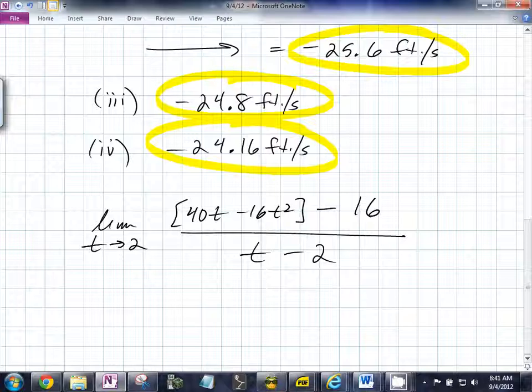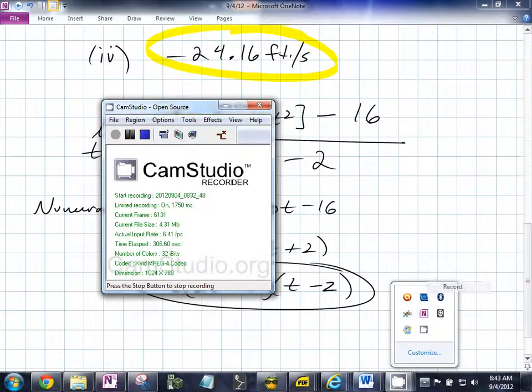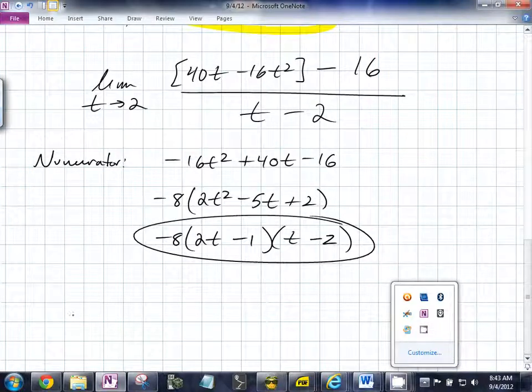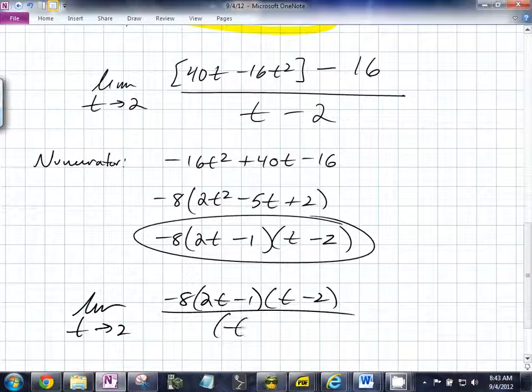So then how do you evaluate this limit? You should factor out the 40t minus... Hold on, I'm going to pause this for 1 sec so we can discuss. Now things are actually going to cancel. So now you have the limit as t goes to 2 of -8 times (2t minus 1) times (t minus 2) all over what? Keep in mind that once we cancel it, the statements are not identical, but the answer is. All we're doing is filling in a dot. We're filling in a removable discontinuity.